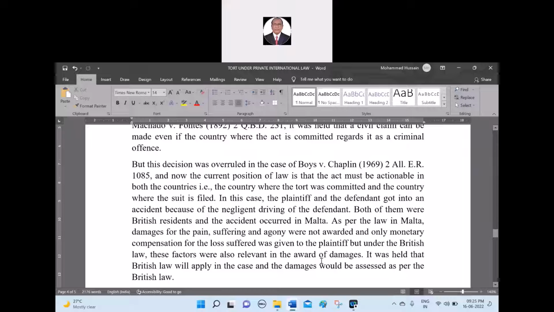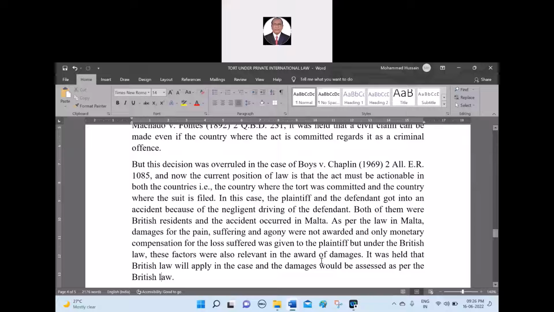Page number 1085. Now the current position of law is that the act must be actionable in both the countries: the country where the tort was committed and the country where the suit is filed. In this case, the plaintiff and the defendant got into an accident because of the negligent driving of the defendant. Both of them were British citizens, and the accident occurred in Malta. Both are citizens of which country? British, England. Yes, let me finish it, then I will take your question.